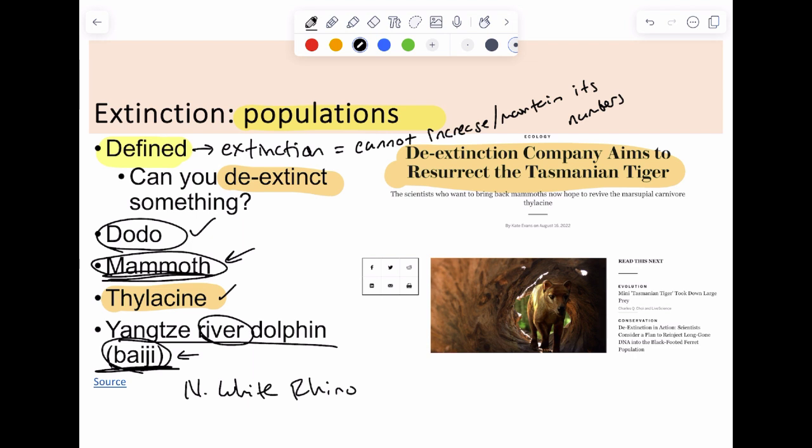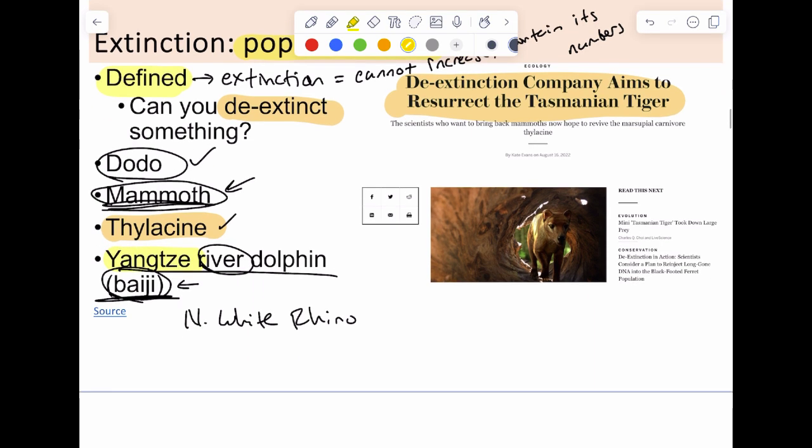Also, just for the sake of saying it, I don't know if you know where the Yangtze River is, but it's in China. It's one of the most horrifyingly polluted rivers that exist. So even if us hunting them and then slashing them to death with propellers didn't kill them, we basically polluted their homes and probably poisoned them out too.